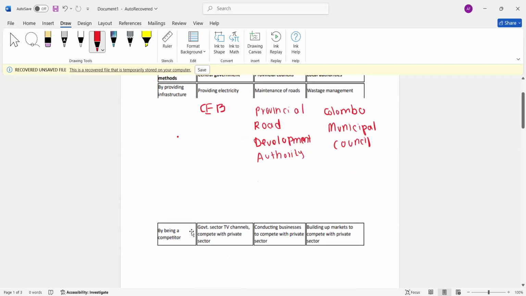All right. Now, being a competitor. How are they being a competitor? Central government, provincial council, local authority. One example is that government sector TV channels compete with the private sector. What are the government-owned TV channels? Tell me the government-owned TV channel. Earlier I explained the banking aspect, right? Now, the government-owned TV channel.